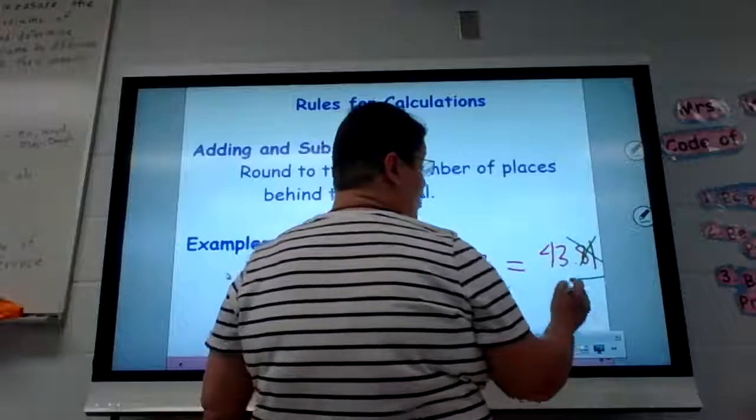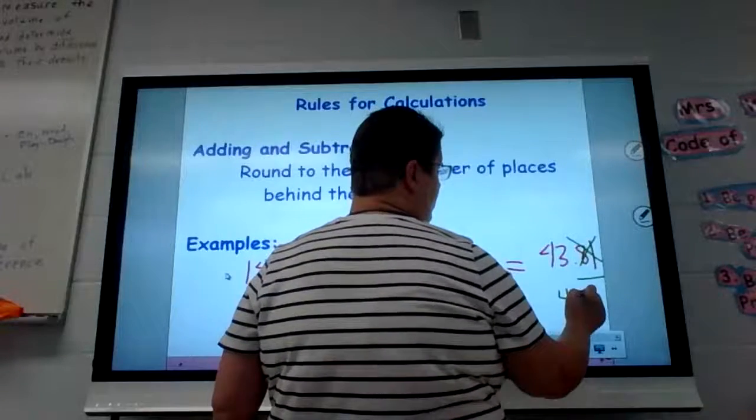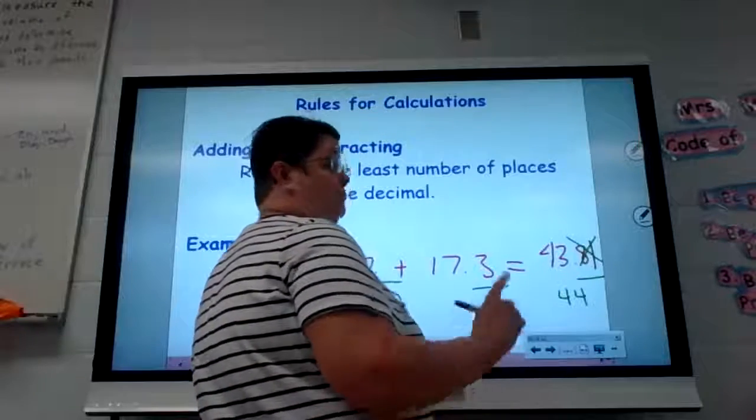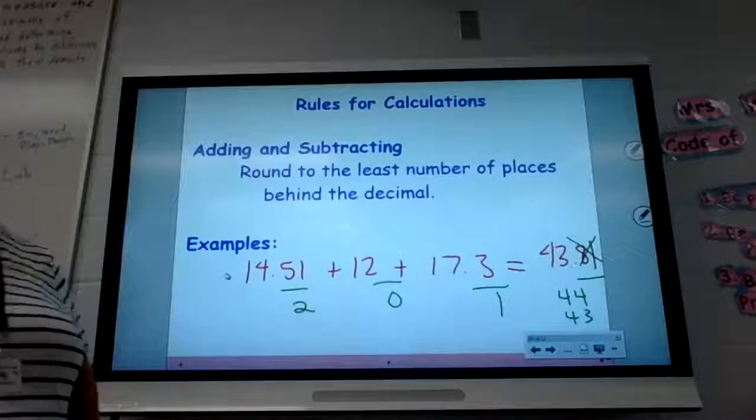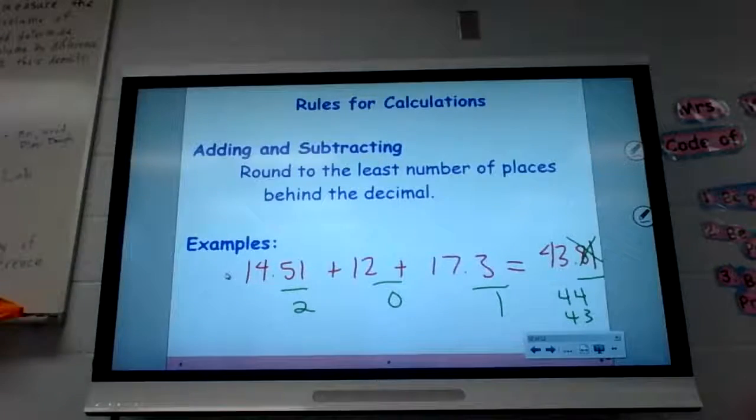So my answer should be 44. However, I will take 43. I'm not going to get bent out of shape if you don't round the number up. If you just drop them off and call it a day and say 43, you have the right number of significant digits. I'm going to be happy. Okay? But it should round up to 44. That's addition and subtraction. That's the one we will use the absolute least. The one that you have to know and you have to be able to use frontwards and backwards is multiplication and division.